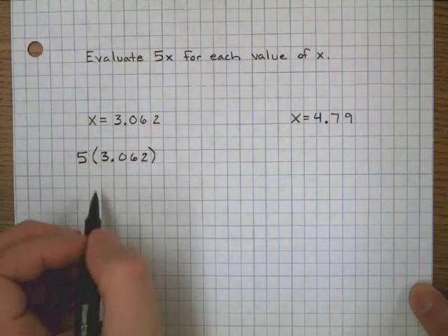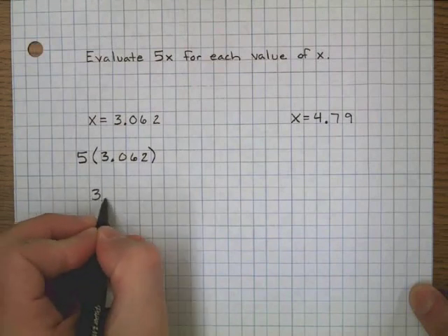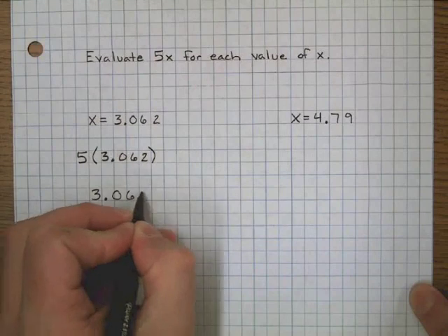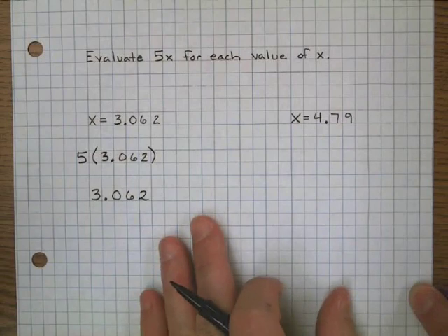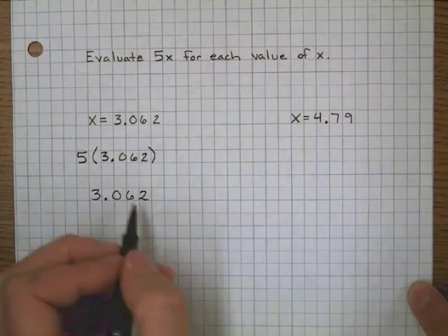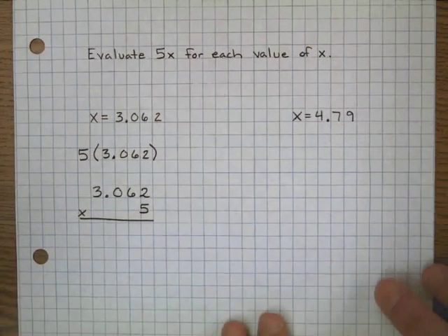When I multiply those together, I'm going to set this up just like I would a normal multiplication problem. And I'm going to put the one with more digits on top. That's just a technique that I choose to do. I don't have to do it that way, but it makes it look more familiar to me. I'm going to multiply that out.